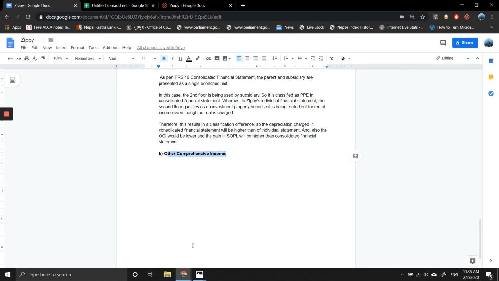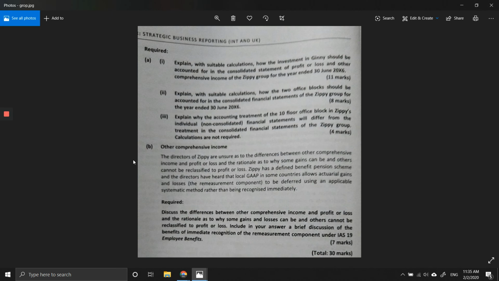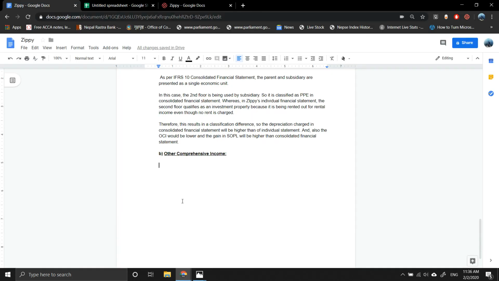So what do we need to explain about OCI? Let's read the question first of all. Discuss the differences between OCI and profit or loss, the rationale as to why some gains and losses can be and others cannot be classified to profit or loss. CP has a defined benefit pension scheme, and the directors have heard that local GAAP in some other countries allows actuarial gains and losses to be deferred using an applicable systematic method rather than being recognized immediately. Include in your answer a brief discussion of the benefits of immediate recognition of remeasurement components under IAS 19. All right.